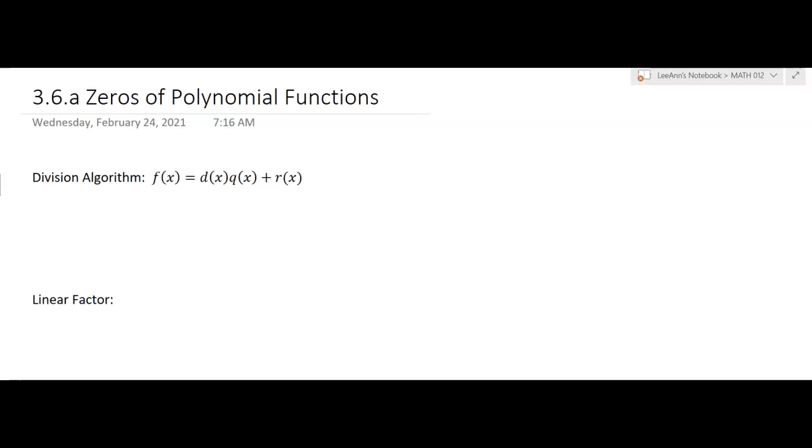Okay, so in section 3.6, our goal is to find zeros of a polynomial function. Now, we've done things like this in the past. We've had things like x squared plus 3x plus 2 equals 0, and we had to solve that, right? So we've done it with quadratic equations, and we had different methods. You could factor, use a quadratic formula.